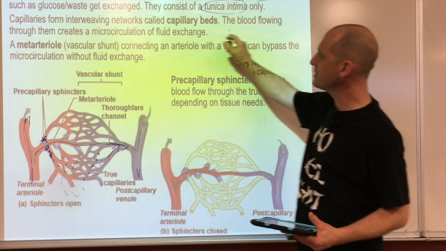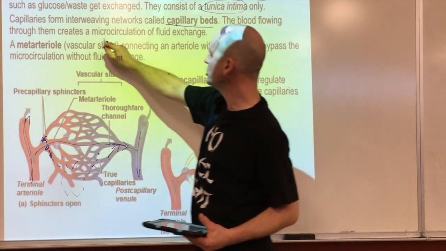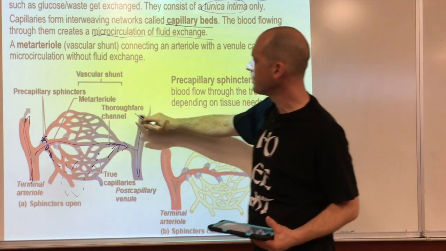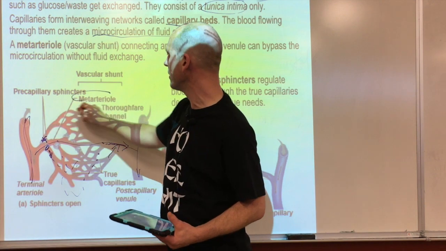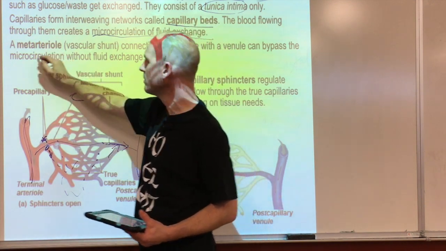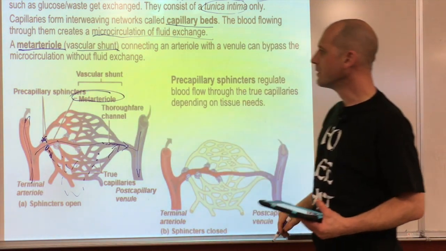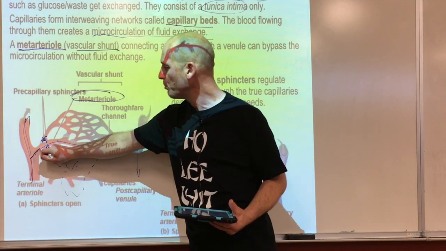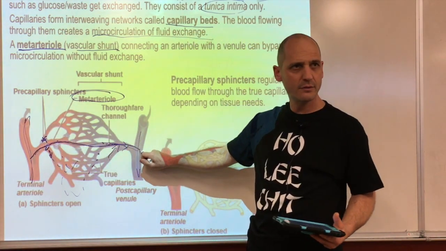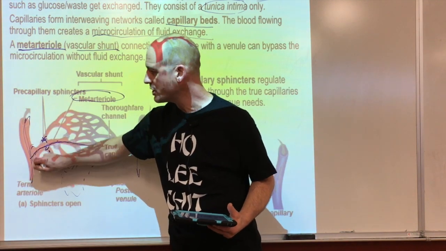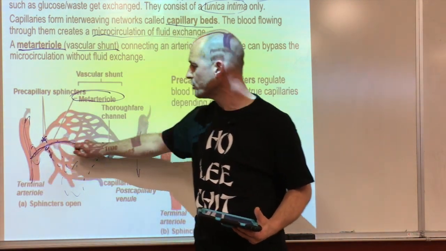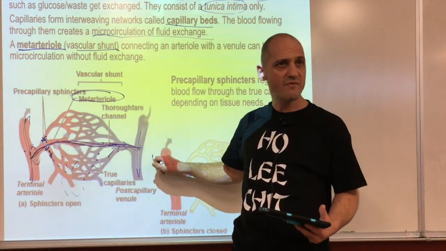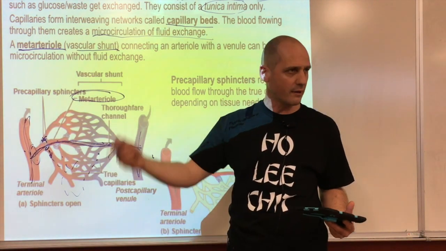So we have capillary beds, creating a microcirculation with fluid exchange. That's important there. And then the thoroughfare channel is the metarteriole. They call that also metarteriole or vascular shunt. And that connects the arteriole directly with the venule. So blood always will flow through this channel. There's no sphincter here that cuts it off. So that way we always connect the arteriole with the venule, so we keep the blood flowing.